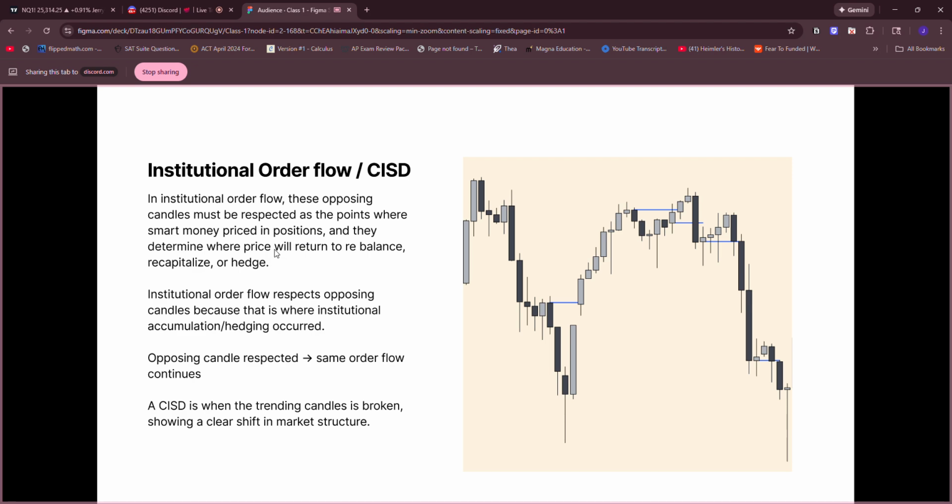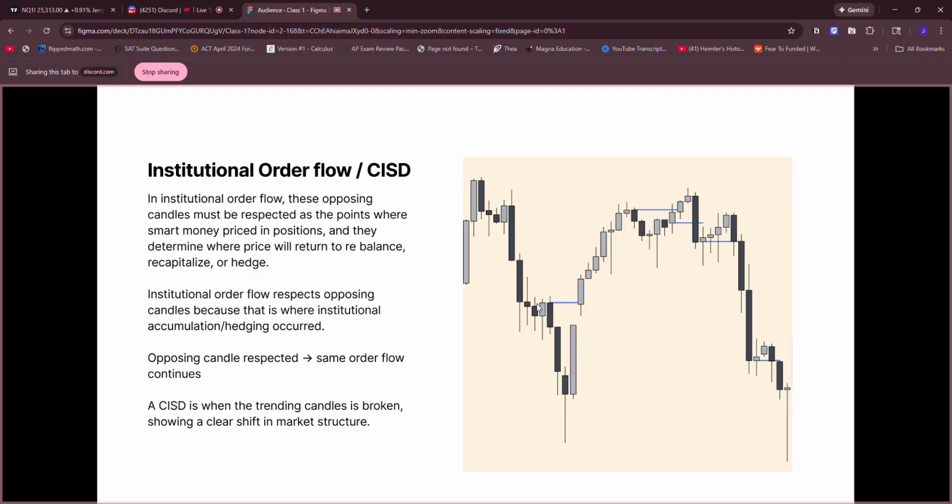So basically what happens in institutional order flow is price should respect opposing candles. So in a downtrend, our opposing candles would be these up close candles, and in an uptrend, our opposing candles are down close candles. So a change in state delivery is basically when this trend is broken, right? So in this case, we have a price move lower, and then we come back around these down close candles, right? We should not be closing above these down close candles in a big bearish trend, right? So this is a change in state delivery.